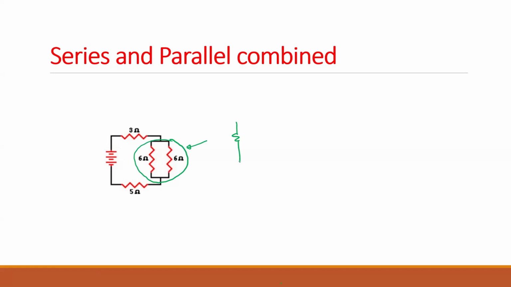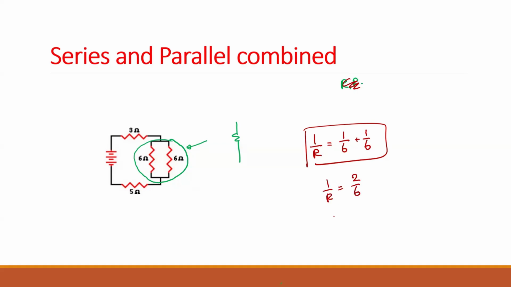1 over the resistance total is equal to 1/6 plus 1/6. Yes. So you can either say it like this, or you can do this one. If you do that one, what do you get? 2 over 6. Am I right? Yeah. And you have to swap it. So you get 3 ohms.